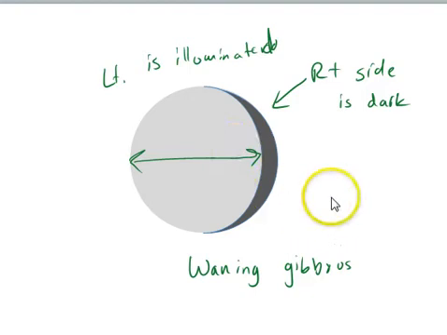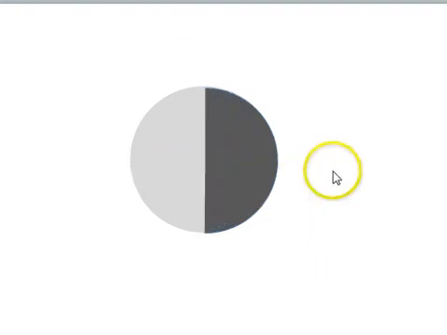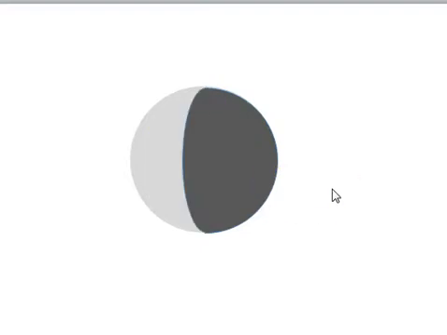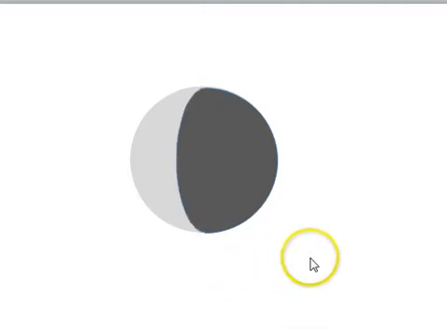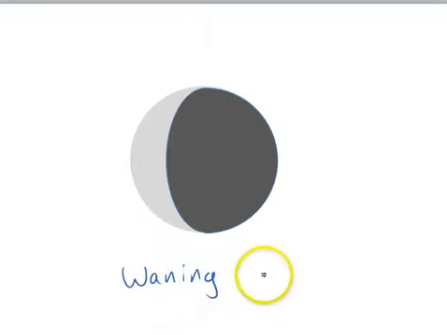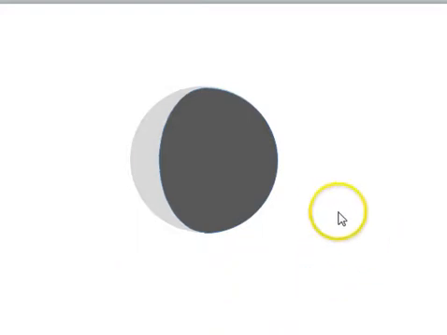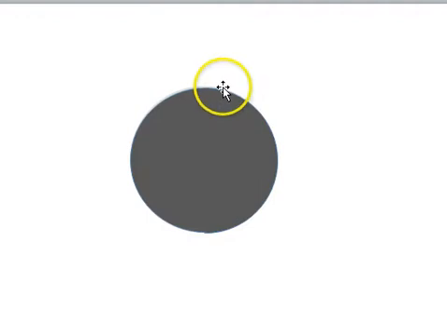You've got more than half illuminated. Then we're going through our waning gibbous. We get to our third quarter. So I'll label that for you. Third quarter is the name of the phase. Then we go to a waning crescent. All right, and then we get back to where we started with a new moon. So those are your phases.